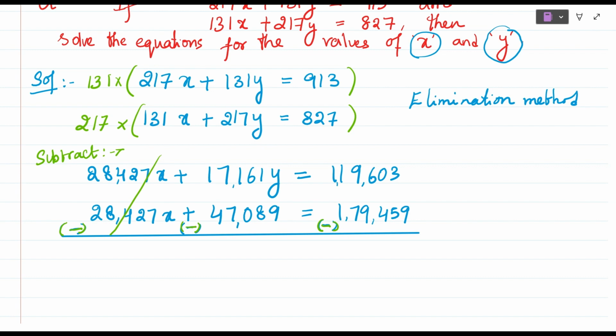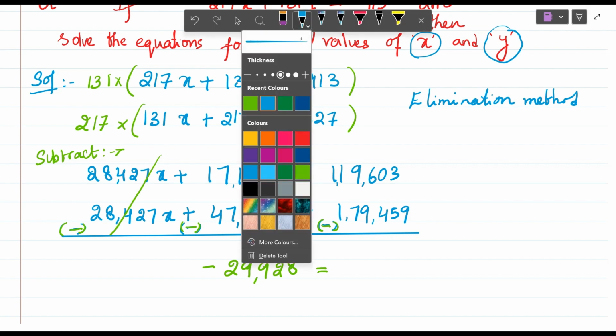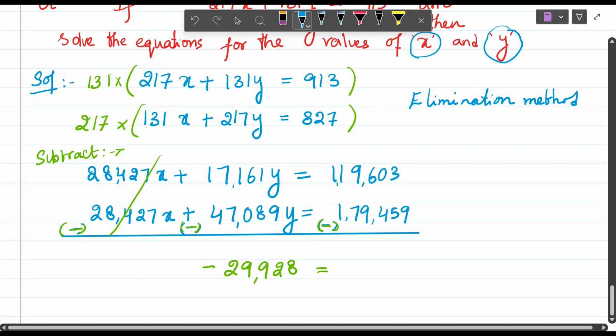Okay. Now the value of 17,161 minus 47,089. So what is the result? This gives the answer as minus 29,928. Clear? This gives, and here the coefficient of y is there. Okay. Here y is there. Right.